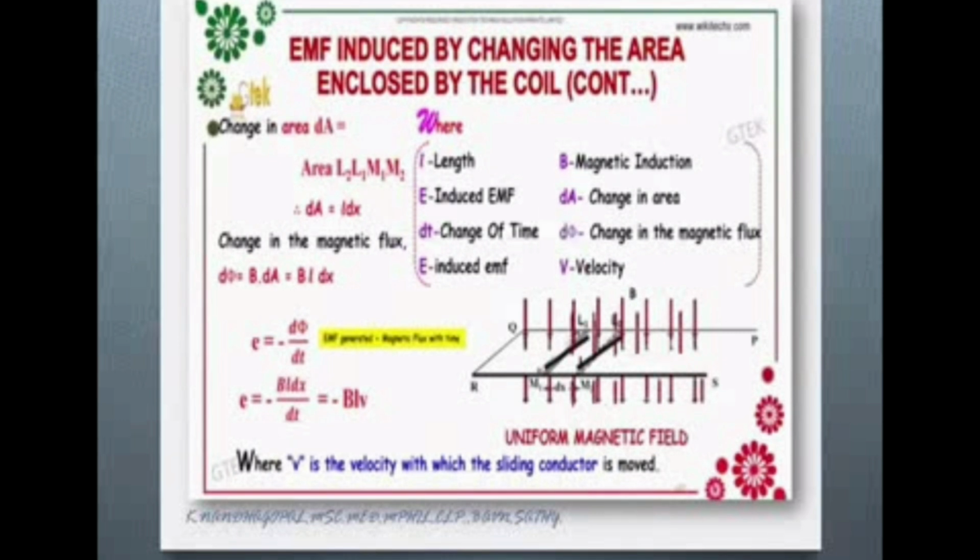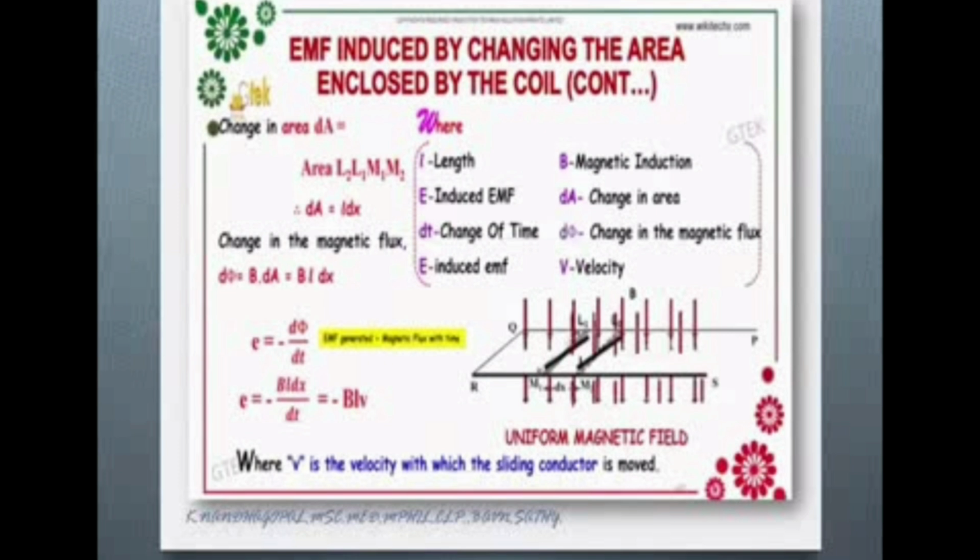Whatever speed you move the conductor at, that is its velocity. Okay. So E is equal to minus BLv. This is the induced EMF by changing the area. First we saw the EMF by changing the magnetic induction. Here we are changing the area, and an EMF is induced: E is equal to minus BLv. It's a very important formula.